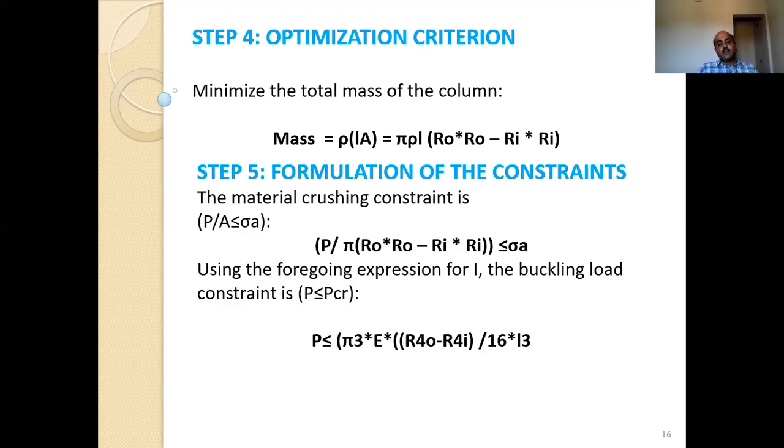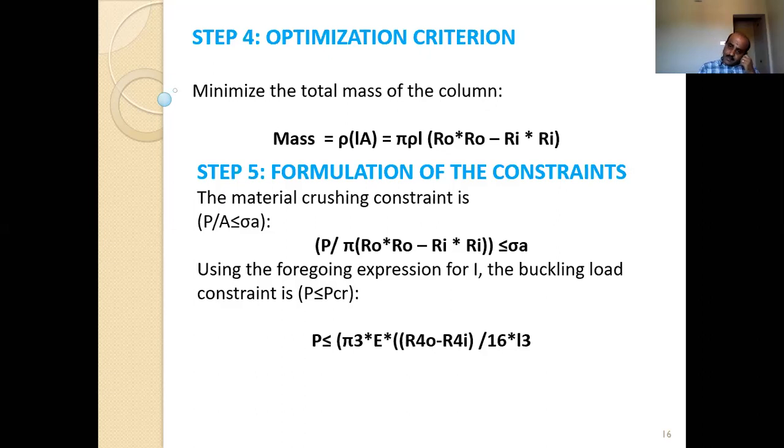And coming to step number 5, formulation of constraints. The material crushing constraint, that is P by A, sigma, should be less than or equal to the allowable stress. Same formula. Only thing, we have changed the formula in terms of R naught and Ri. Using the foregoing expression for I, the buckling load constraint. So please, these are the changes you are supposed to bring out when you are changing the formulation.